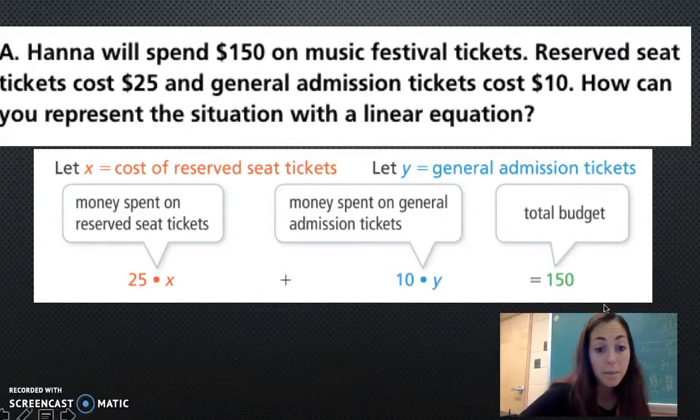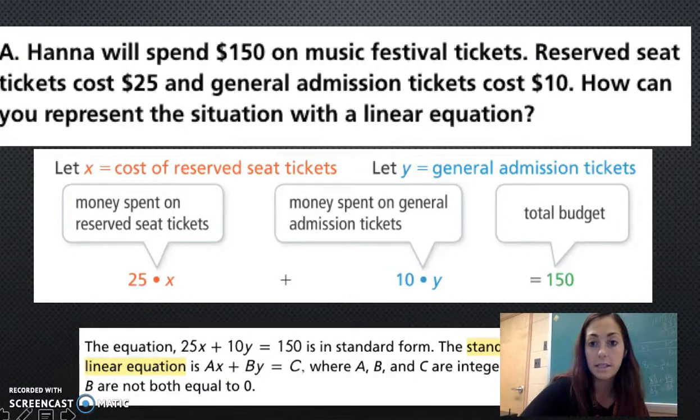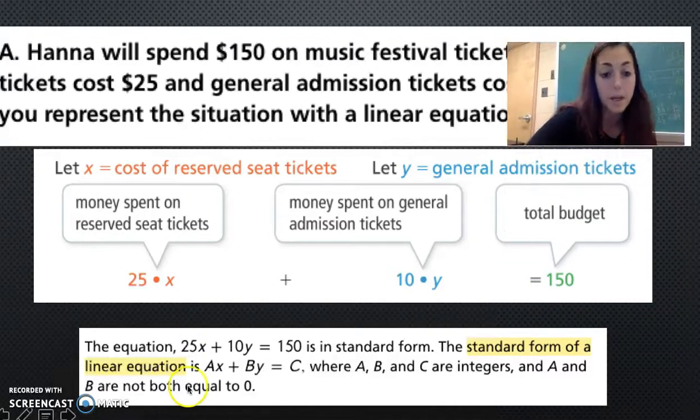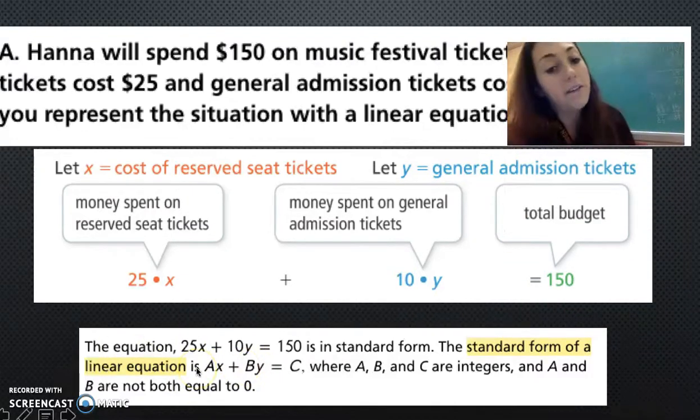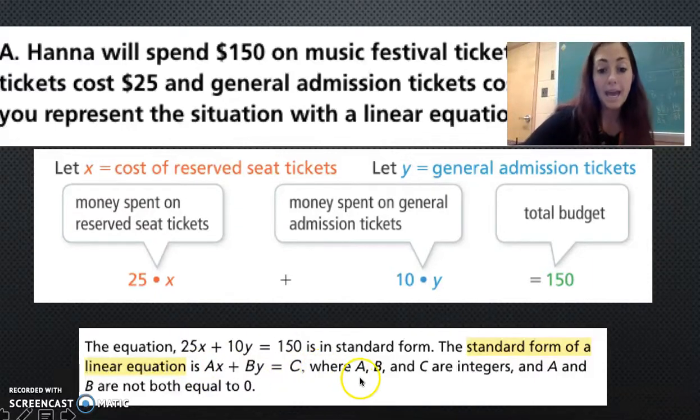You're done. But I know that we like to see different forms, so we're going to talk about that in a moment. If you see here, it says at the bottom, the equation 25x plus 10y equals 150. That's standard form. Standard form is ax plus by equals c. A, B, and C are integers.